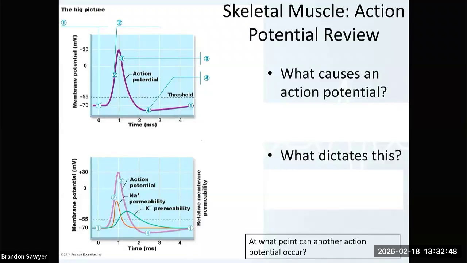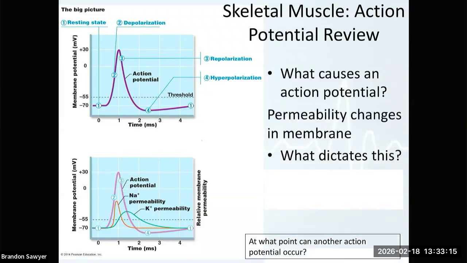But before we do that, I wanted to review the normal type of action potential that we already learned about last semester. The type of action potential we'd see in a neuron or in skeletal muscle is one that looks like this, right? This is a slide from last semester. We've got our different phases here: our resting phase, depolarization, repolarization, and hyperpolarization.